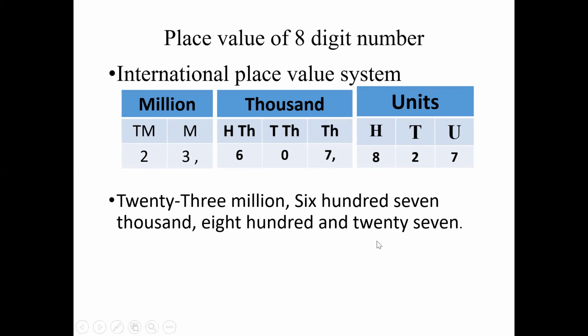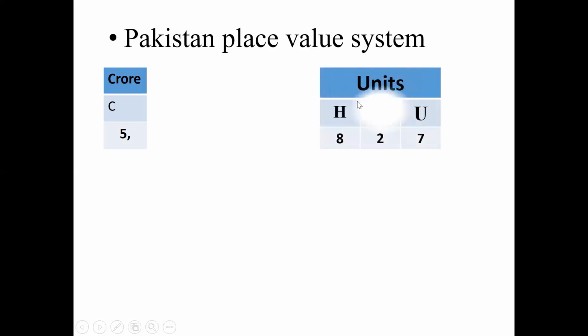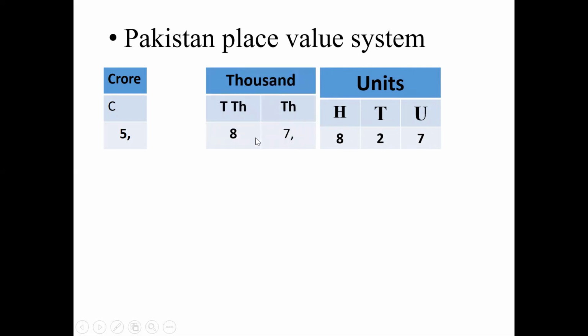23,607,827. In the Pakistani place value system, the first house is the unit house, 827. The second house is the thousand house. Then the third house is the lakh house. It is complete, as you can see. The 10 lakh is the 7th digit, and the 8th digit is crore. How would you read it?